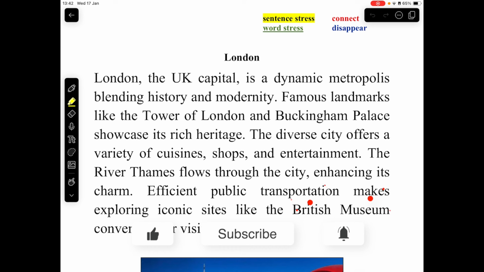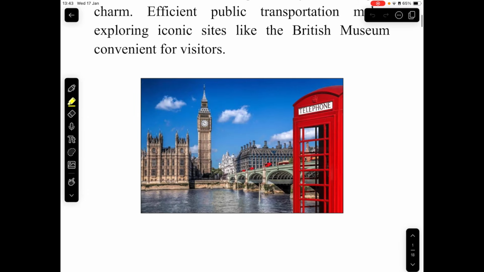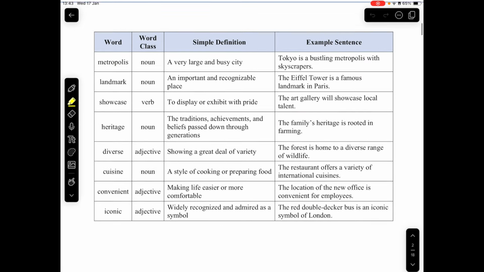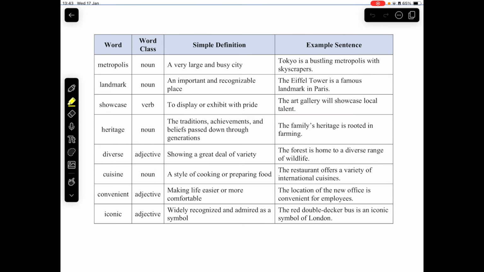Okay, let's take a look at today's text. Our topic for today is London, and I've got a nice picture here of the city of London. And the vocabulary we're going to look at first of all here. First word is metropolis. Metropolis. This is a noun, a very large and busy city.